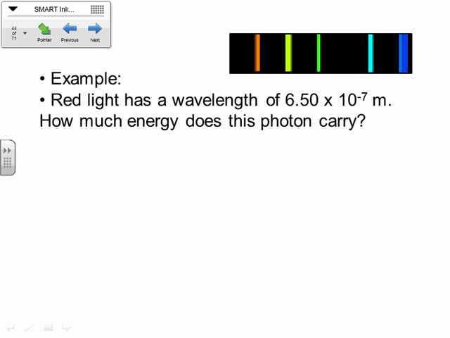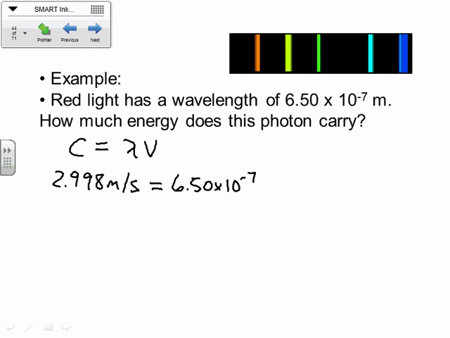So an example here: red light has a wavelength of 6.50 times 10 to the negative 7th meters. How much energy does this photon carry? Okay, and again, we could figure this out. There's a formula, c equals wavelength times frequency. That's the speed of light, that's the wavelength, that's the frequency. The speed of light is always the same. It's 2.998 meters per second. Okay, the wavelength here is 6.50 times 10 to the negative 7th meters.